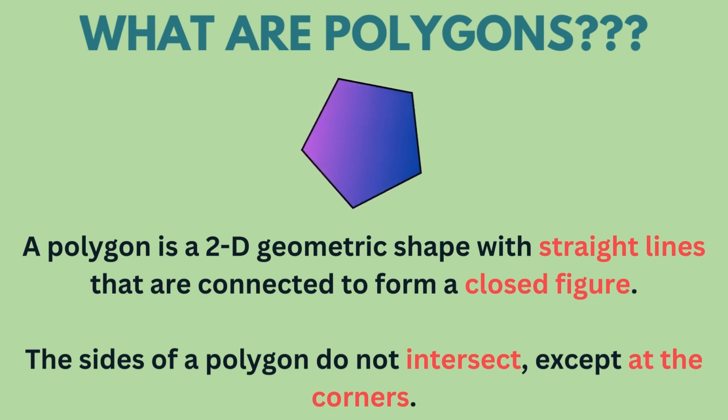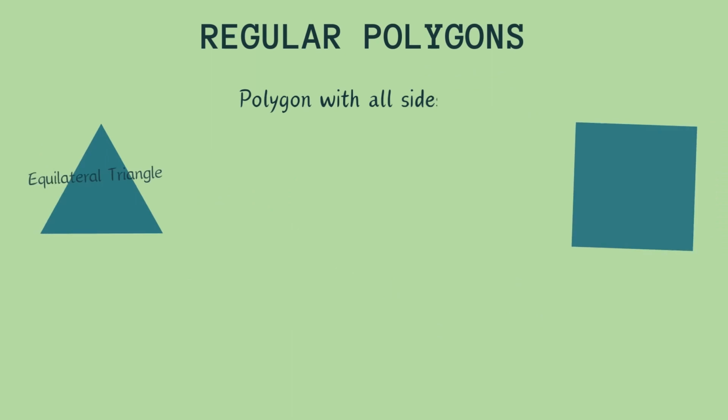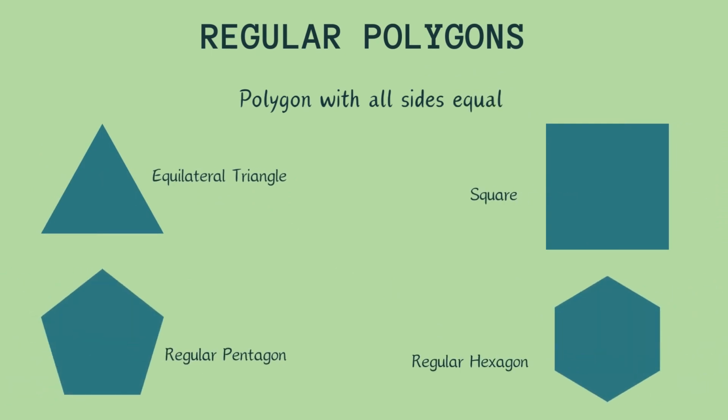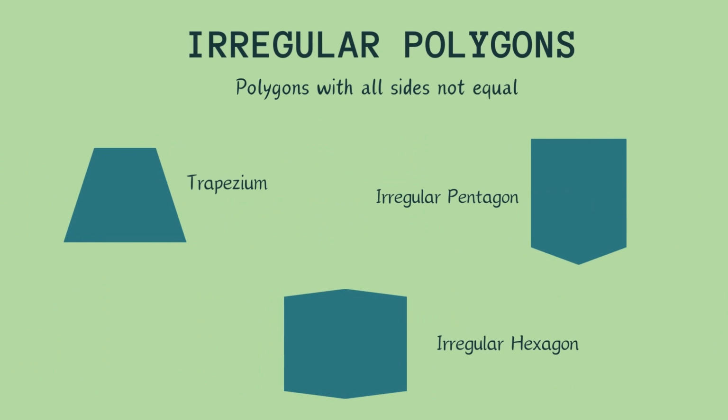So the points you need to keep in mind about polygons are that they are closed figures formed using straight lines and their sides intersect only at corners. Now polygons are of two types, regular polygons and irregular polygons. Regular polygons are polygons with all sides equal, and examples include equilateral triangle, square, regular pentagon, regular hexagon, etc. And of course, irregular polygons are polygons with all sides not equal. And examples include trapezium, irregular pentagon, irregular hexagon, etc.